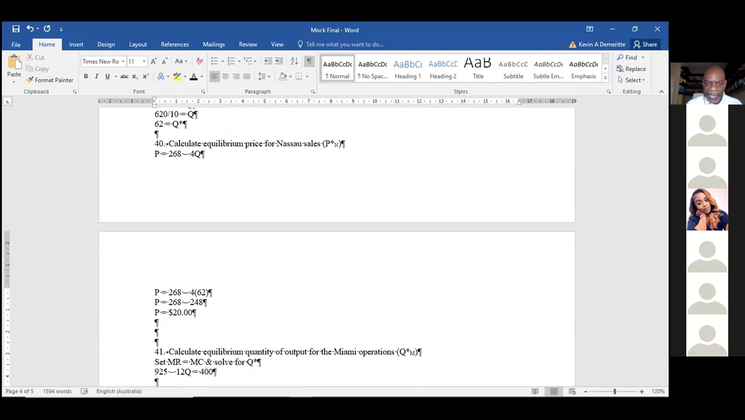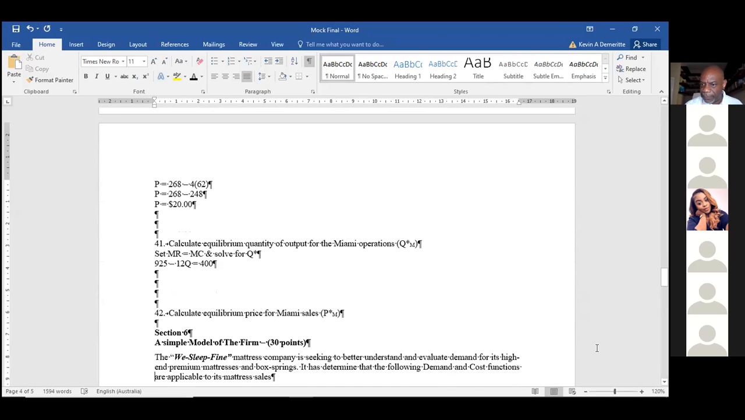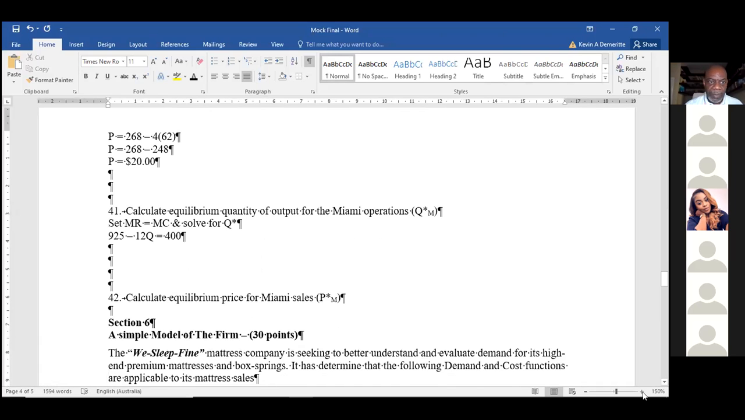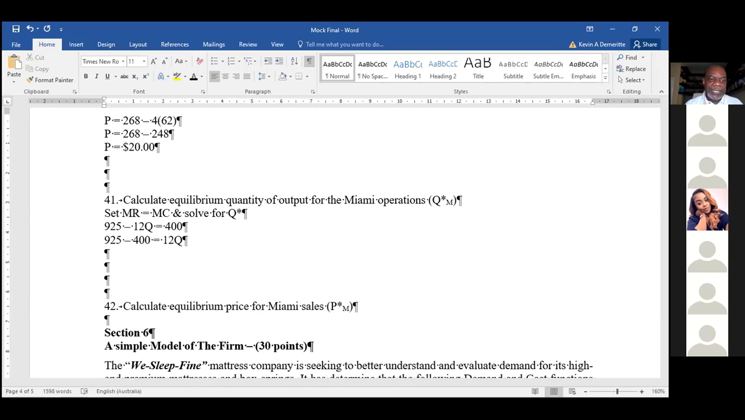Okay, so we do the same thing. Scroll down so we can see what's going on. We need 925, let's leave that where it is. Bring the 400 over, so that becomes minus 400. And move the 12Q over and it becomes positive 12Q. What's 925 minus 400? 525. 525 equals 12Q.